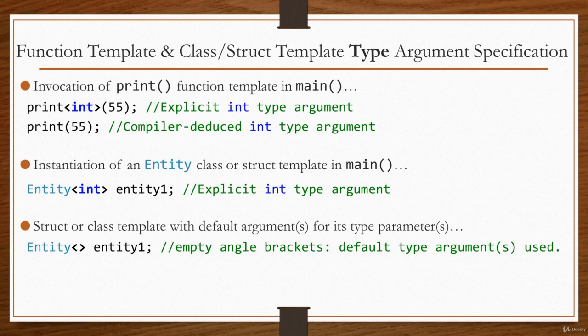Notice with the instantiation of an entity class or struct in main, for example, in this case we have the type entity, that is followed by the angle brackets, and then we specify the type argument again, followed by the name of the object that we want to construct, in this case entity1. Another interesting thing that we'll talk about is that, just like regular function formal parameters can have default arguments, type parameters and non-type parameters can also have default arguments.